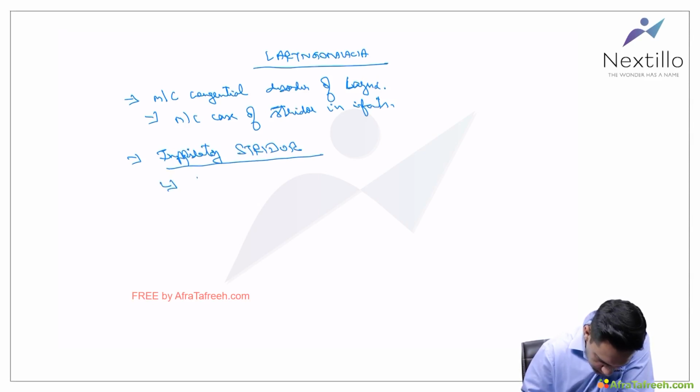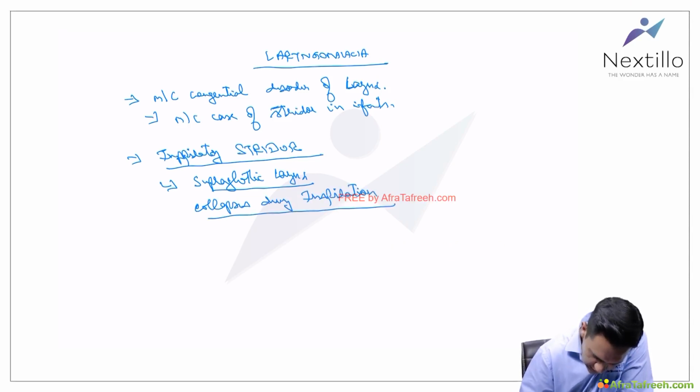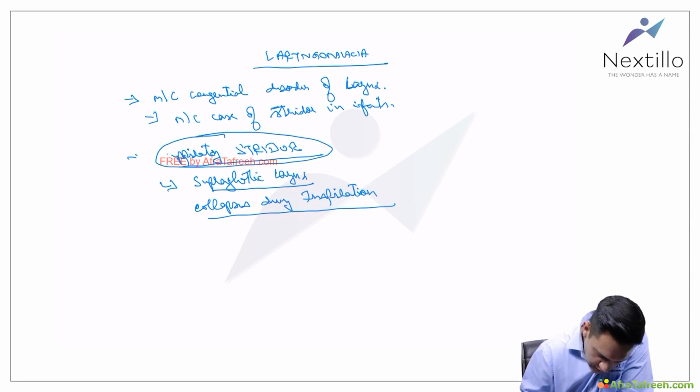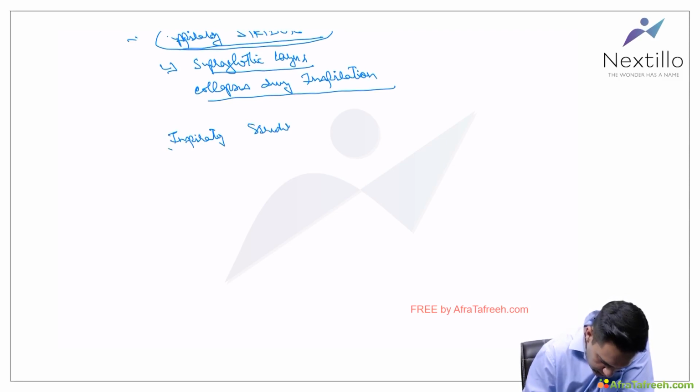Why? Because the supraglottic larynx collapses during inspiration, which leads to the inspiratory stridor.